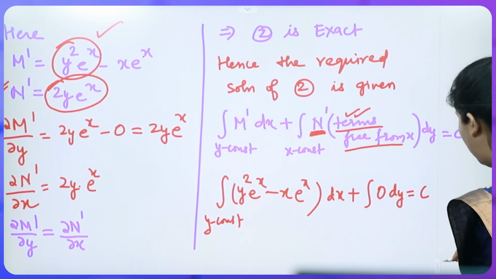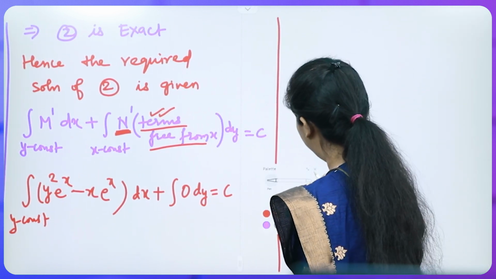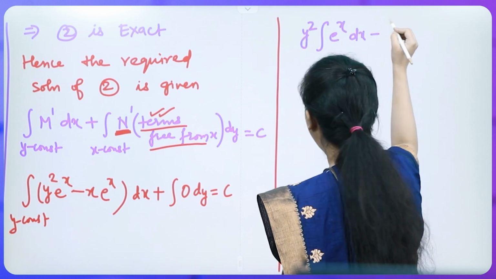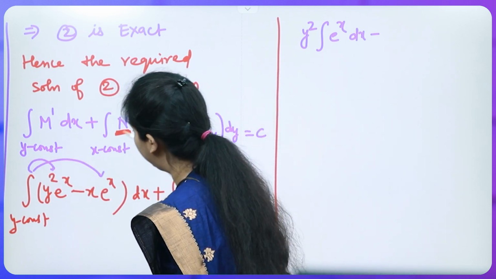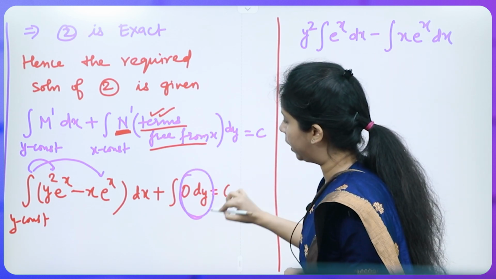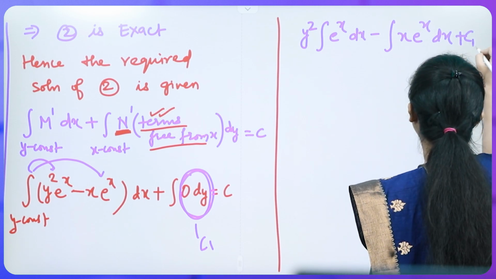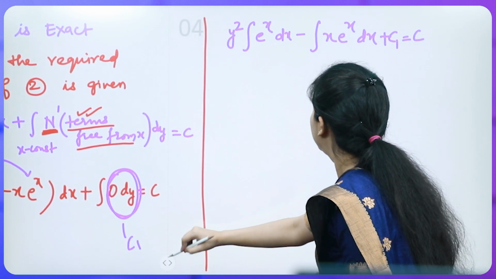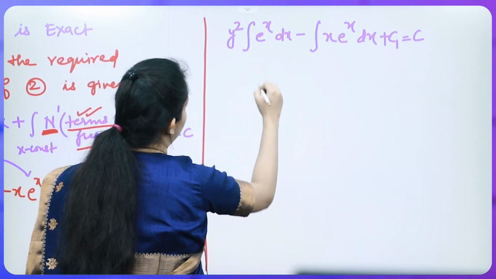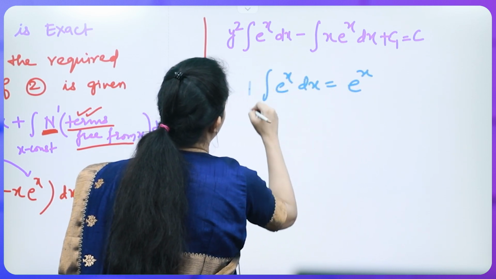So, now we will integrate the first integral. y² is treated as constant, we only have e^x dx, minus, again we can multiply the integral with the terms, x e^x dx. Integration of 0 with respect to y will give us one constant, say we can assume it as c1. So, here we have plus c1 is equal to c. Now for the first term, as we all know, integration of e^x is again e^x.